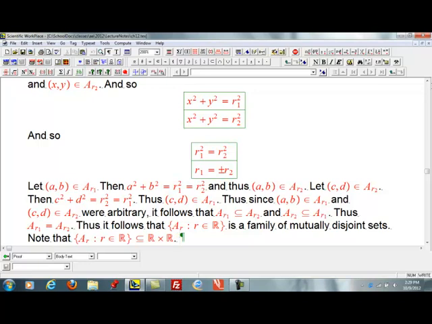So we really only have to go the other direction. We have to start with some point in R cross R, and show that it has to live in one of these A's. So we'll call it (x, y) in R cross R. Then what do I know about x squared plus y squared?